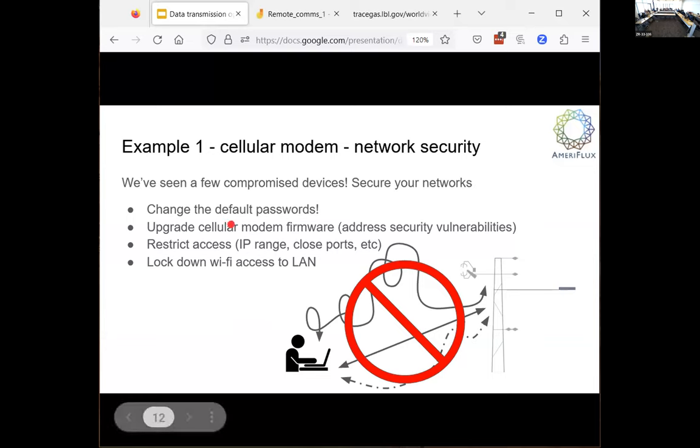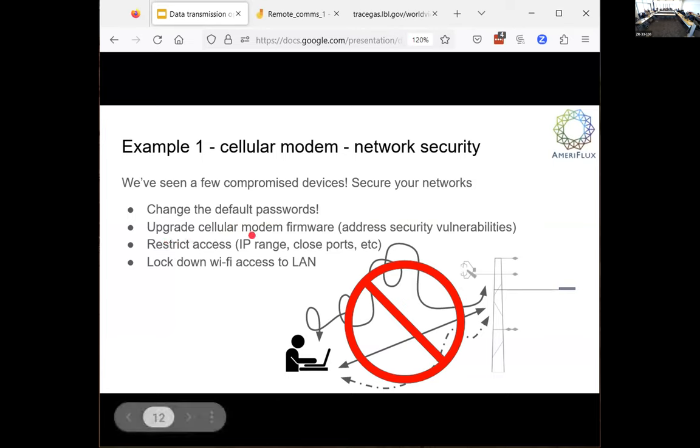So first and foremost, don't use default passwords. I mean, it sounds pretty obvious, but it's amazing how many devices are still shipping with very basic passwords like 1, 2, 3, 4, 5. So change them to something strong.